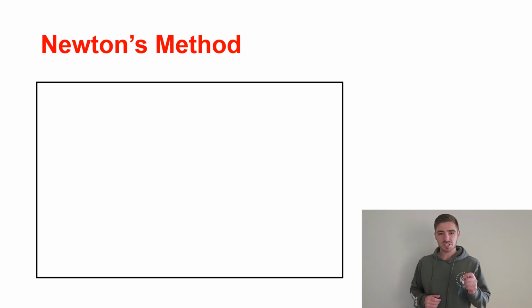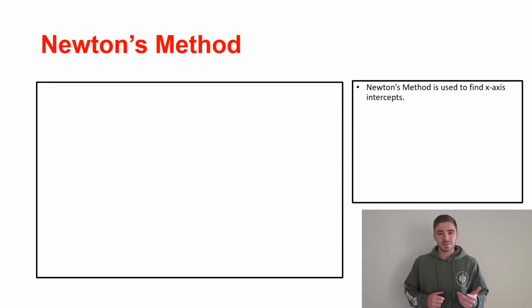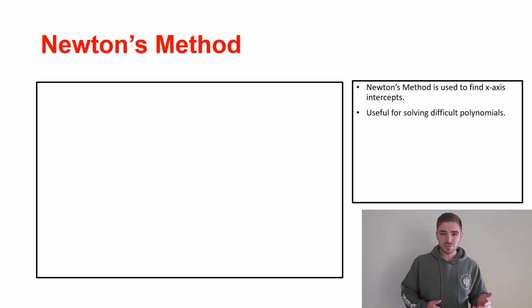In this video, we're going to explore how Newton's method can be used to solve the x-axis intercepts of a function. Let's get into it. Newton's method is an alternative approach to finding the x-axis intercepts of a function. Typically, it's used for these difficult polynomials that can't be easily solved by using factorization.